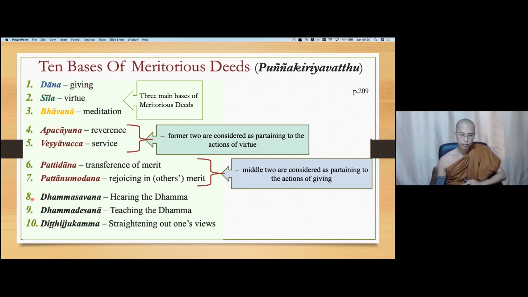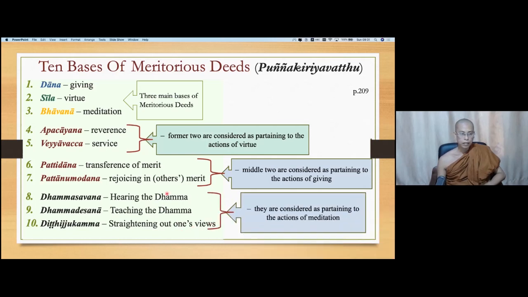Then the last three, 8, 9, and 10, can be included in the last, bhavana, the action of meditation, because they are kinds of bhavana. Hearing the Dhamma, and Dhamma desana, giving the talk about the Dhamma, and Ditthi are also kinds of mental practice. One trying to straighten his view needs to practice, so it is a kind of meditation. In this way, in the short list, we can make it three: 4 and 5 into sila, 6 and 7 into dana, and the remaining three into bhavana.